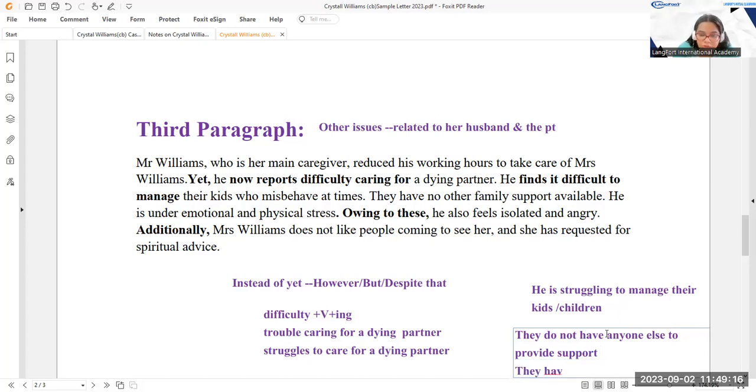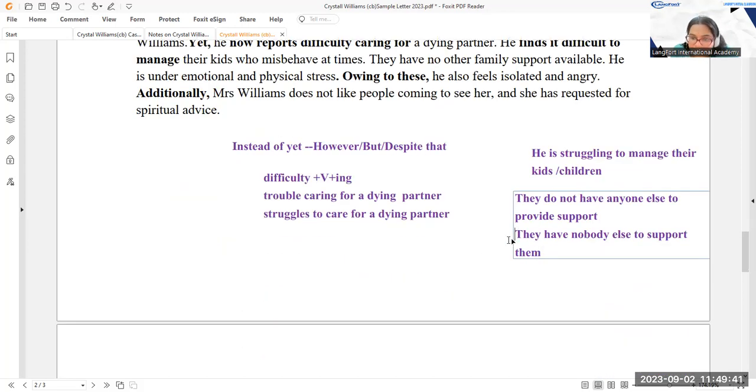They have nobody else to help. They have no other help. No other help available. If you want to write like that, that's also fine. No, they have nobody else. That could be better. They have nobody else to support them. That is also fine. In whichever sentence that you feel okay, you can write that.